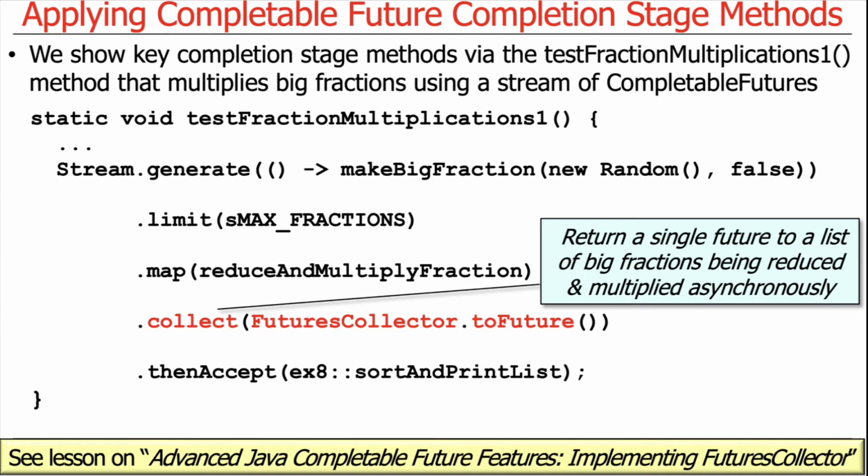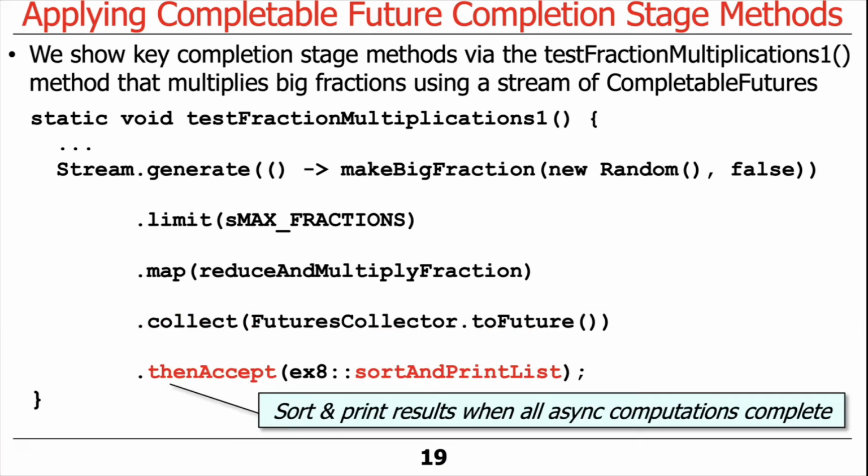And that completable future that's returned from collect will be triggered if and only if all the asynchronous computations that are running have finished. And we'll see how that works. And when that happens, once that one and only future triggers, then we're going to have the then accept method called, and it'll go ahead and sort and print the list. So we'll see how that gets done as well.